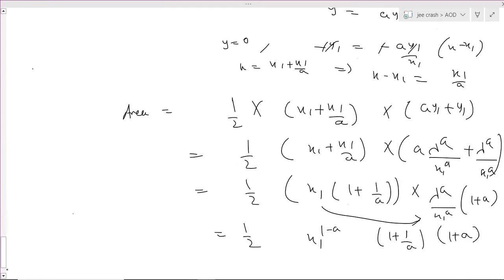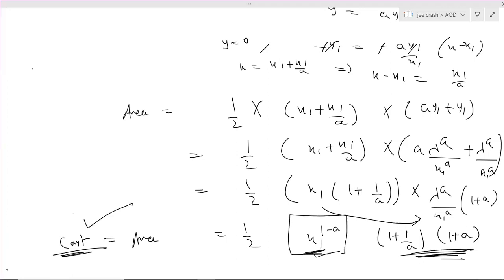So if the area has to be constant, constant means independent of variables. So a is a constant in this equation, but x is a variable. So for this to be constant, this has to be invisible. For that, the power has to be 0. So 1 minus a equals to 0, a equals to 1.